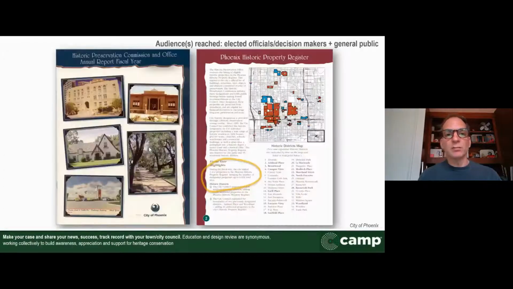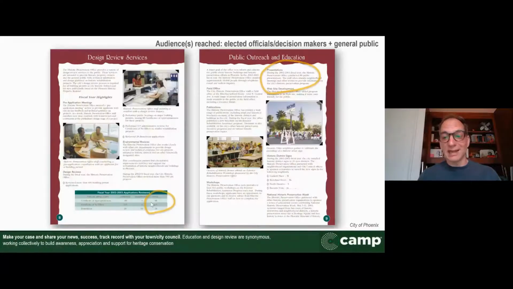One example, and Chris had mentioned this, is doing an annual report. How many of you are actually showcasing what you've accomplished in the past year? This example from Phoenix shows how many properties they've reviewed, where all their districts are, and exactly what they have contributed in the past year. It also shows how many projects they've approved, which is the vast majority that have come in. They haven't denied the majority. Again, it's dealing with that misconception, and also showing how many public presentations or outreach events they've been doing in the community. It's all about demonstrating your worth and value.